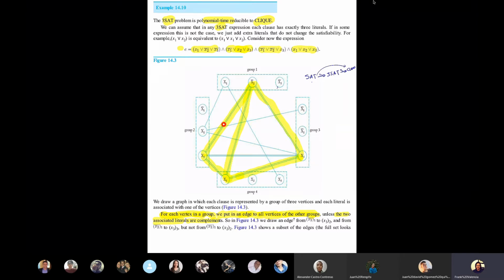And now, because these are independent, they are not contradictory, then you can assign each one of these to 1, true. And then this whole clause, which is this one, will be true. This clause here will be true, this clause here will be true, and this clause will also be true. Is that clear?